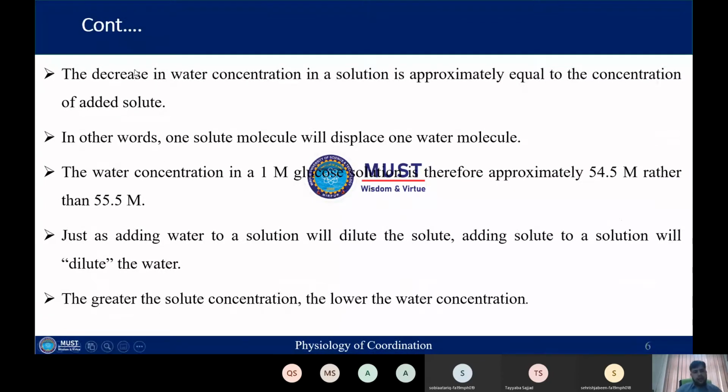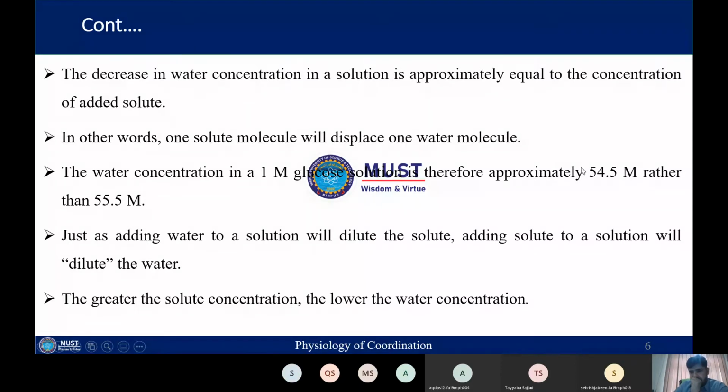So when we add the glucose molecule, definitely it will decrease the water concentration, and this decrease will be approximately equal to the concentration of the added solute. Simply you can understand this as: 1 solute molecule which is added to the solution will displace 1 water molecule, and the water concentration in a 1 molar glucose solution will therefore be 54.5. It means when 1 molecule of glucose was added to the pure water solution, this 1 molecule of glucose will decrease the concentration of the pure water solution by 1 molecule.